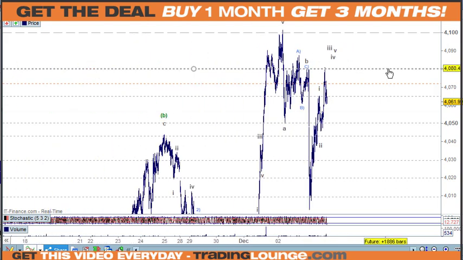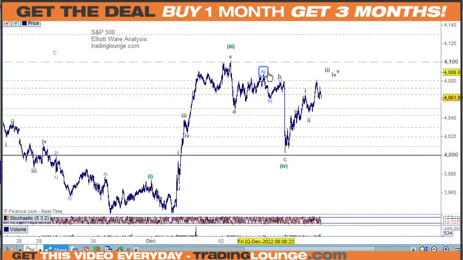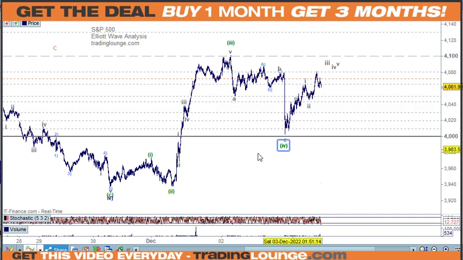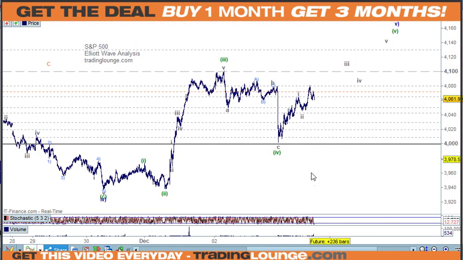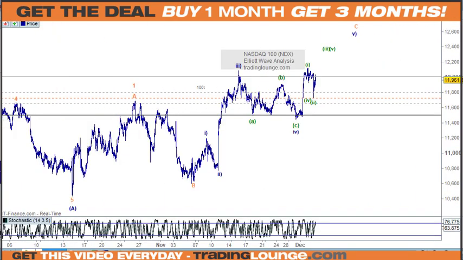I want to have a look at, yeah, so taking these tops out here will confirm that move higher at that point. So 1, 2, 3, 4, and 1, 2, 3, 4, and 5, somewhere up here, 41.50 sort of thing. So let's just have a look at the other markets quickly.